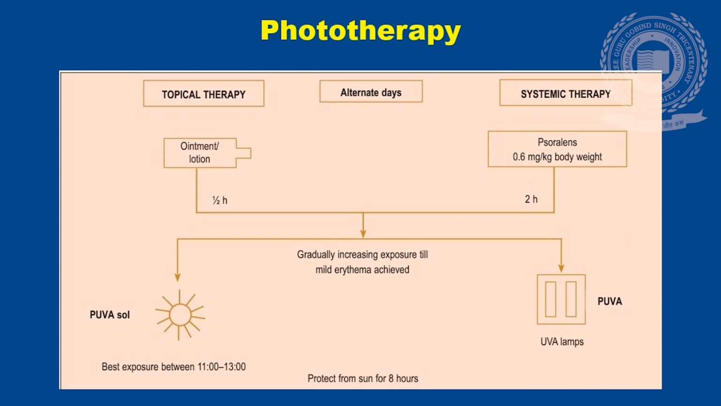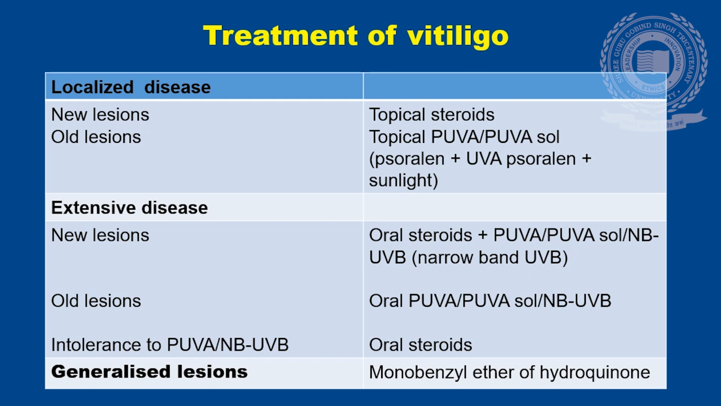The time of sun exposure is gradually increased till a mild erythema in the depigmented macules is observed. The other modalities of treatment of vitiligo can be categorized depending on the extent of disease. In a localized disease, whether the lesions are new or old, we give topical steroids, topical psoralen or UVA or Mucosal. In extensive disease, in new lesions, we give oral steroids, may or may not be combined with PUVA or Mucosal along with narrowband UVB. In patients who are intolerant to PUVA or narrowband UVB, oral steroids are given.